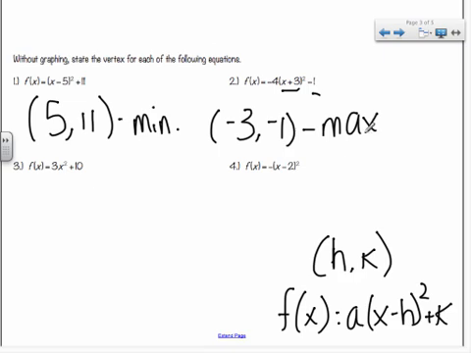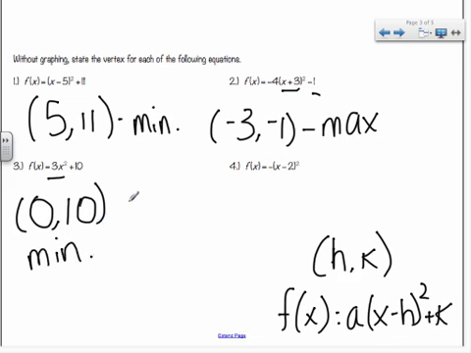Okay? In number 3, the H value is 0 because nothing is being added on to this x squared right here. And then the K value is 10, which means that the vertex is going to be 0, 10. The A value is positive, which means that this is a minimum.